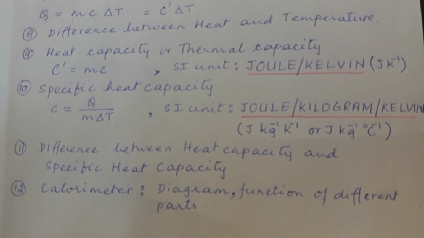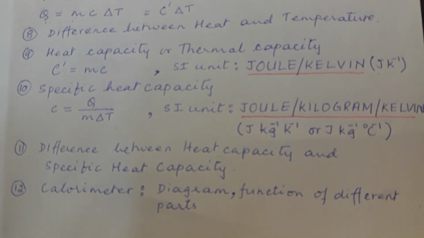Number 12, calorimeter. Learn the diagram, the function of different parts. Why is it made of copper? Why is it placed inside the wooden jacket? What is the function of the insulated material that is kept between the calorimeter and the jacket? How is the heat loss prevented by 3 ways? Which are the 3 ways? Conduction, convection and radiation. You need to know that by heart.